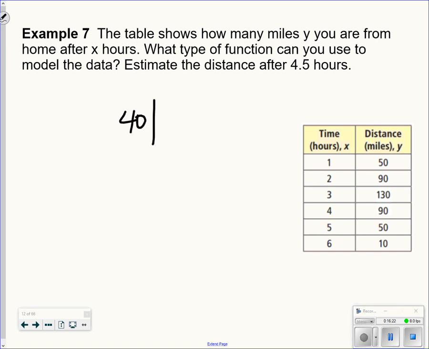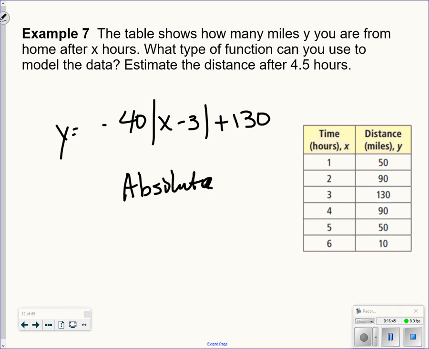I mean, if you actually wanted to write this absolute value, and it's negative. So there's what the actual function would be if you wanted to type that in. That's what you would get. So negative 40, absolute value of x minus 3 plus 130. So this is an absolute value function. You won't be required to make that absolute value function, by the way. What would you expect 4.5 hours to be? So again, I'm looking at 4 and I'm looking at 5, and halfway in between, you're talking about 70 miles.